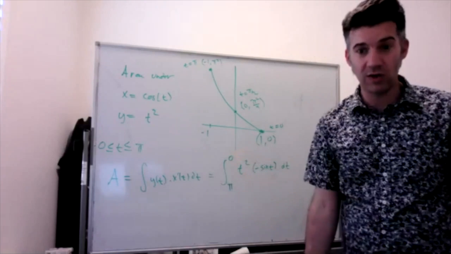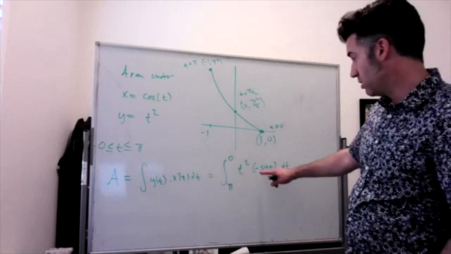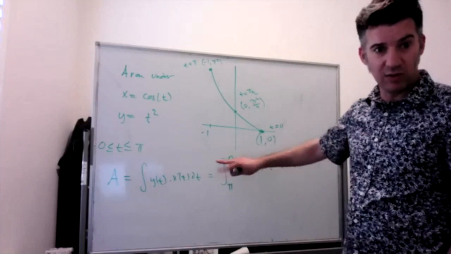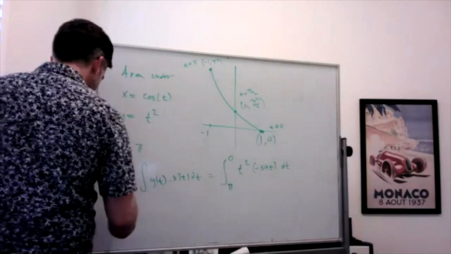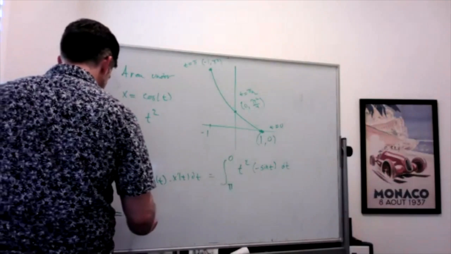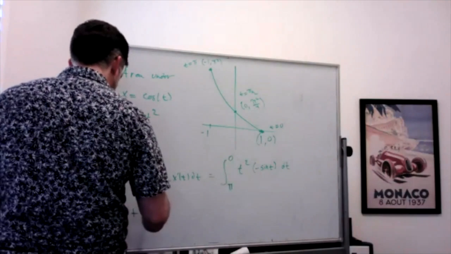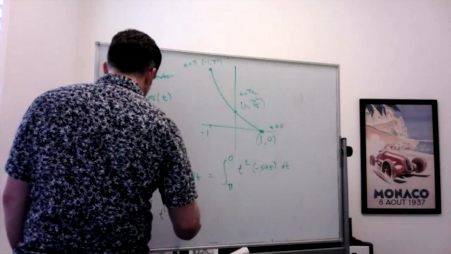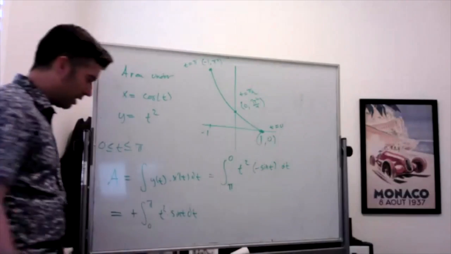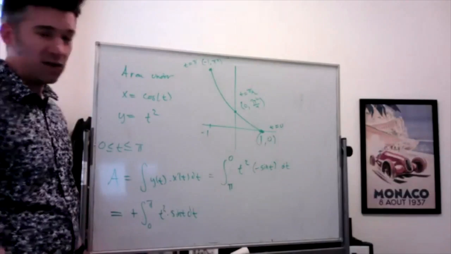In fact, if you wanted to, you could totally lose the negative and switch your limits of integration. So you can totally say, just with integral rules, that this is equal to the positive integral from 0 to pi of t squared times positive sine of t. And that's totally going to come out to be a positive answer. Let's go ahead and find it.